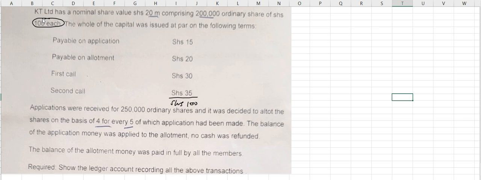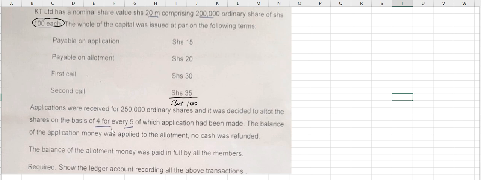So they have received the money for 250,000 ordinary shares. Applications are received for 250,000 ordinary shares, meaning that there is oversubscription. Why? Because the company has 200,000 ordinary shares. So we have an oversubscription here.